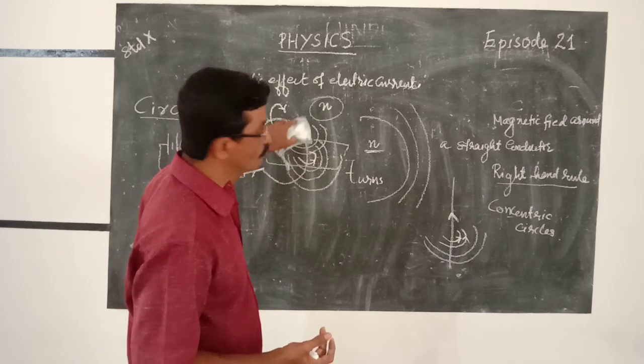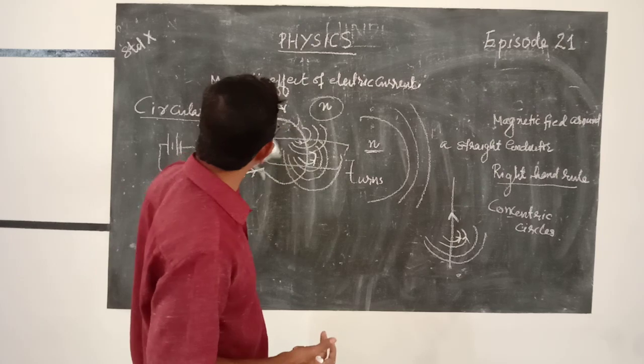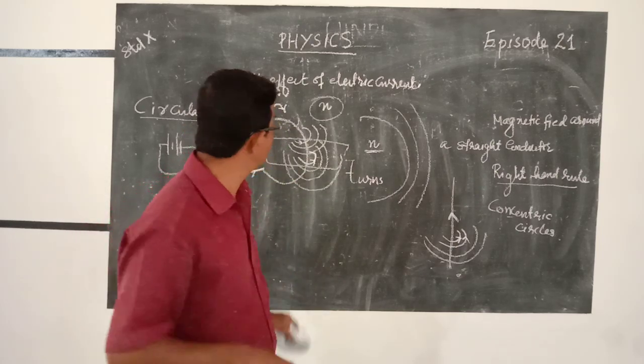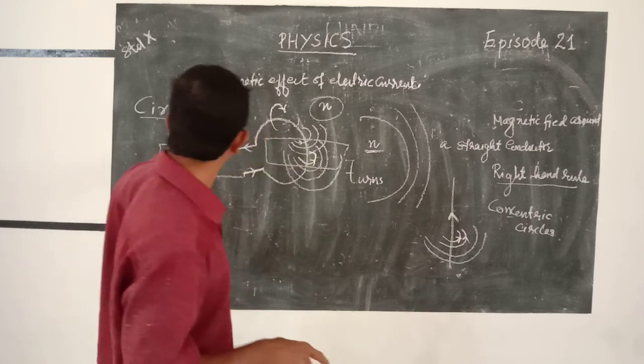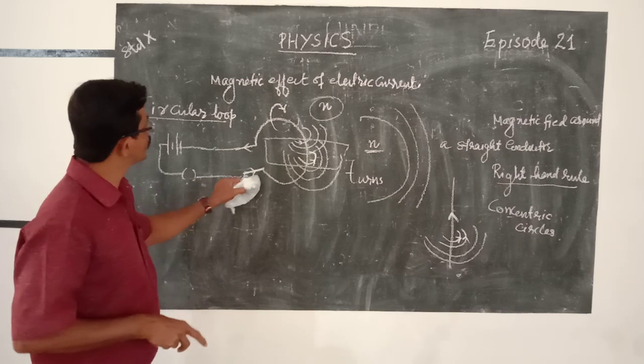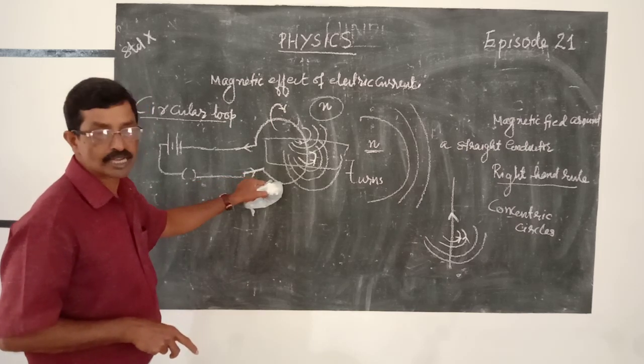Here, what are the things we want to do? We require a cardboard with 2 holes. Through those holes, the circular coil will pass, and one end of it is connected to a battery, then a plug key, and then connect it to the other end.